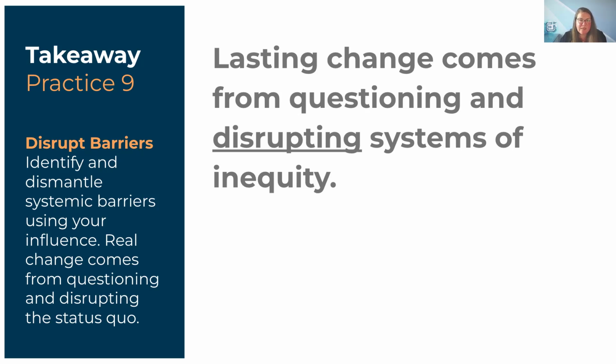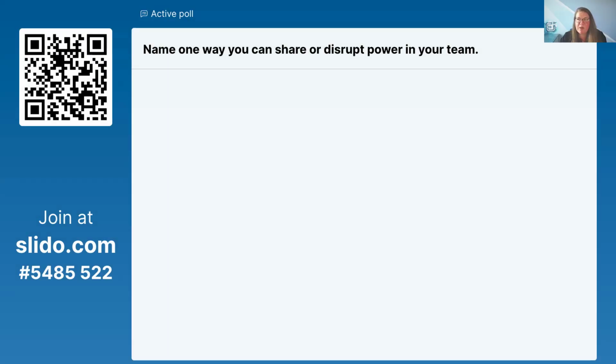systems. So, reflection here is I want you to think about one way that you can either share or disrupt power in your team and your environment wherever you are. Think about one thing that you can share, one way that you can share or disrupt power within your sphere of influence.